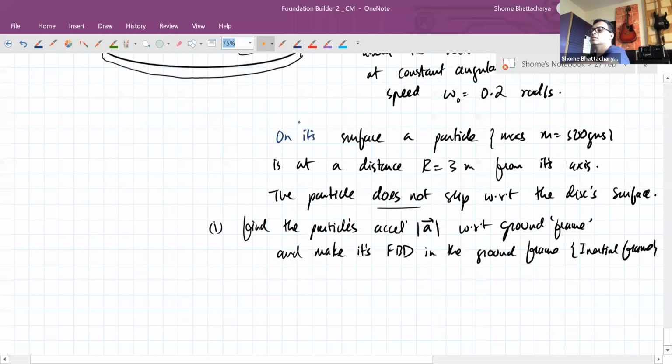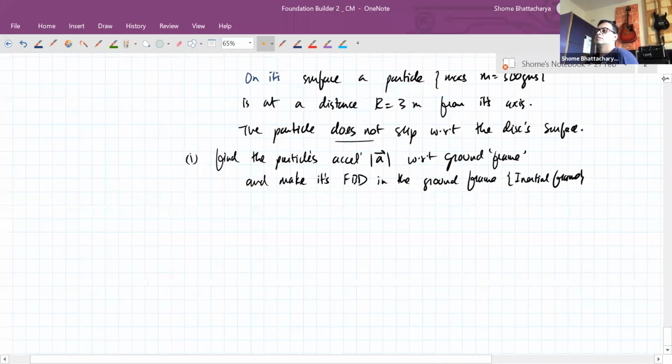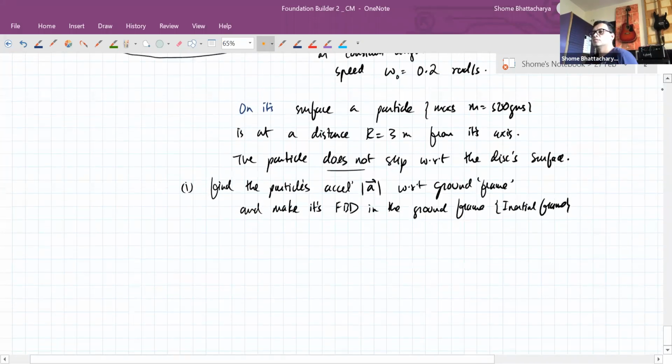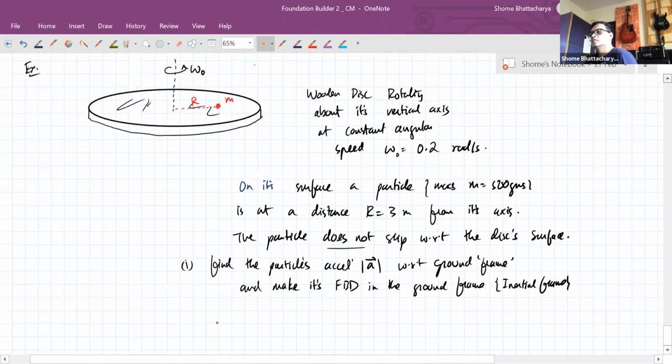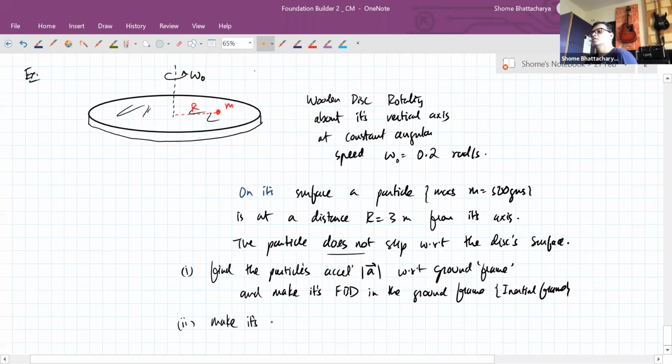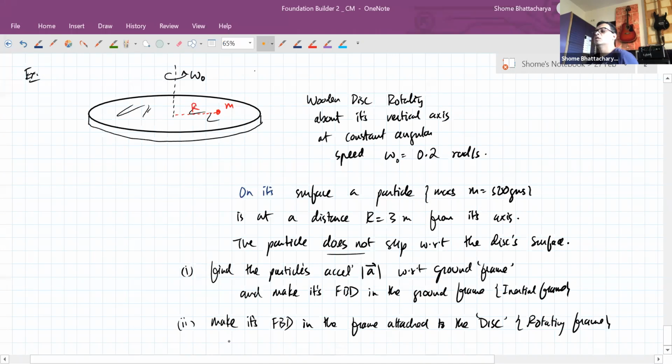The next, make its free body diagram in the frame attached to the disk. That's a rotating frame. And calculate the centrifugal force acting on it.